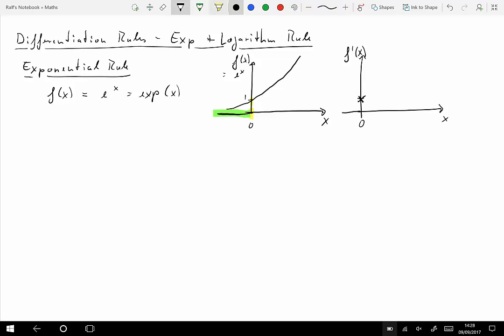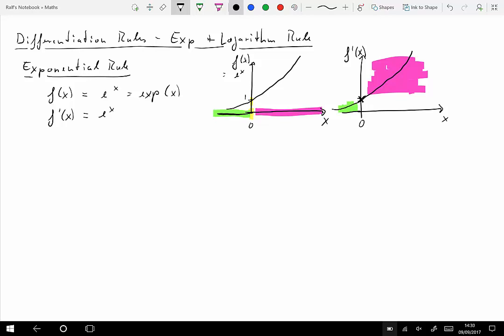At the x value of 0, the slope of the exponential function is going to be 1, the same as the function value. To the left, it's going to be smaller than 1, so the first derivative is going to be in the green area, and to the right it's getting steeper, so the slope will be larger than 1. It turns out the derivative of the exponential function is exactly the exponential function again. So f prime of x is equal to the exponential of x.